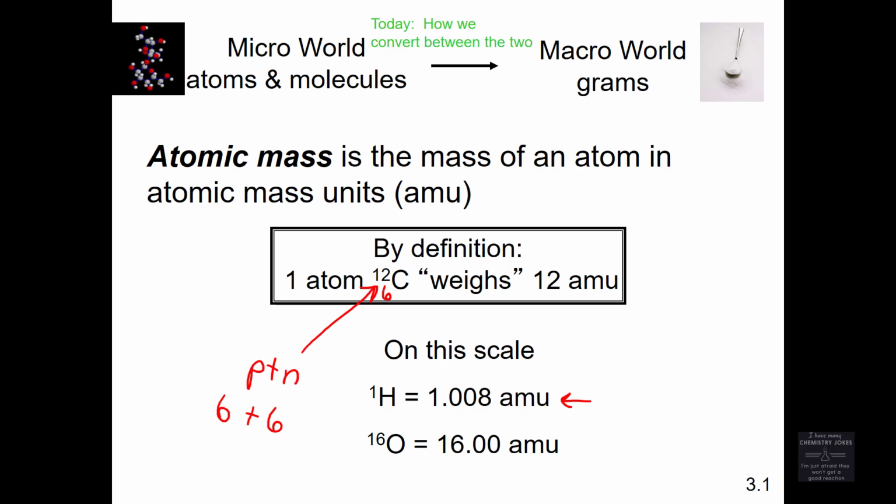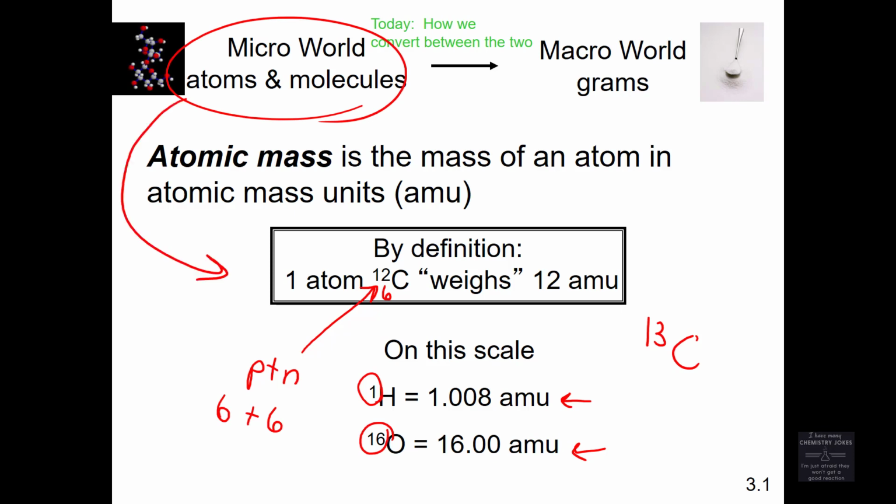This is a tiny, tiny scale, atomic mass units. It's the weight of one single atom of whatever you're talking about. Hydrogen-1 atom, it weighs 1 AMU. An oxygen-16, it weighs 16 AMU. A carbon-13, that's another isotope of carbon, remember? That weighs 13 AMU. Okay, so this is micro. This is atomic mass units.